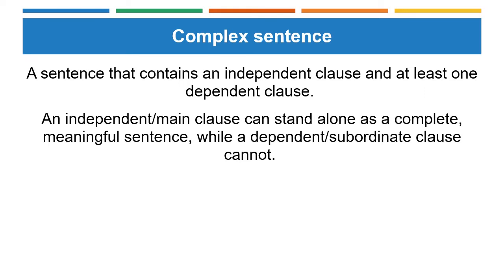So what are these? An independent clause is that part of a sentence that can stand alone as a complete, meaningful sentence, while a dependent or a subordinate clause cannot. This means that if a group of words can convey the idea clearly and completely, it is the main clause, and if a group of words cannot convey the complete idea, then it is a subordinate clause.